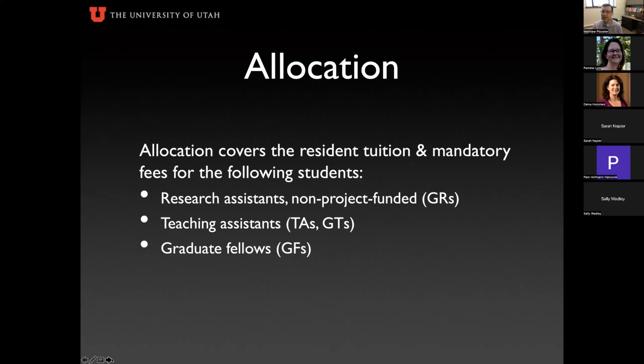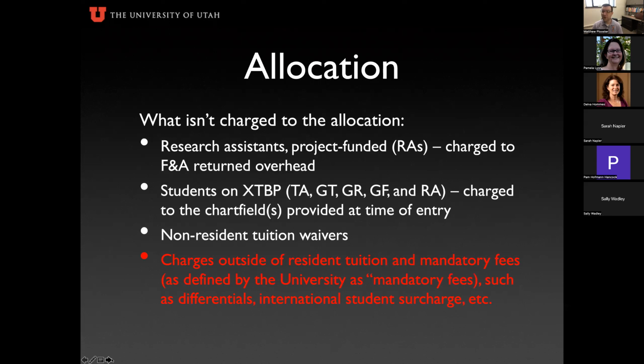What isn't charged to that allocation is RAs who are project funded. That is charged to your F&A return to overhead. Students on XTBP, regardless of their support type, TA, GT, GR, GF, or RA, those are charged to the chart fields that you provide at the time of entry. And then non-resident tuition waivers are not charged to an allocation or the F&A return to overhead for RAs. The non-resident tuition waivers are courtesy of the University of Utah.